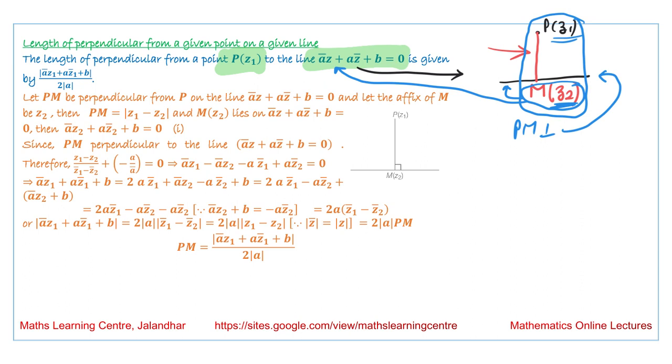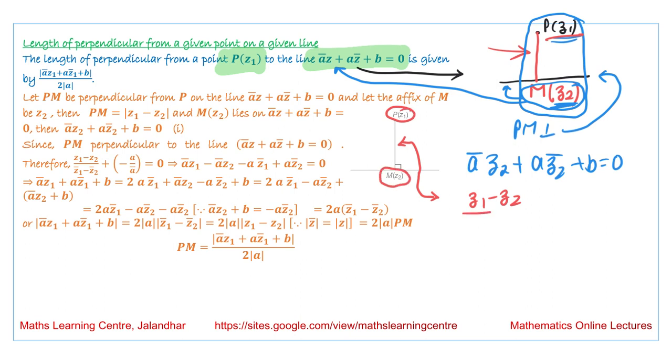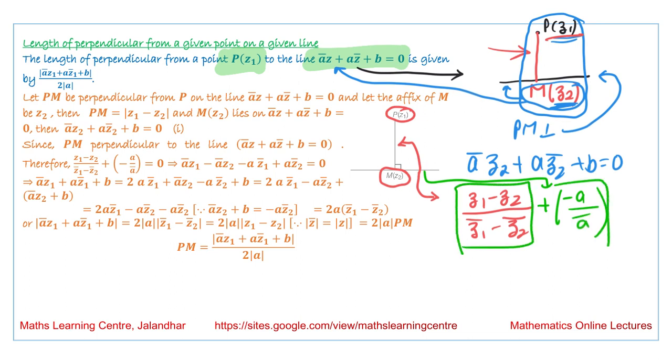The first thing we do is note that the point M, Z2, lies on this line, so it will satisfy this equation: A bar Z2 plus A Z2 bar plus B is equal to 0. The second condition is that the line PM and the given line are perpendicular to each other. The slope of the line PM is Z1 minus Z2 over Z1 bar minus Z2 bar, and the slope of the given line from its equation is minus A over A bar. The two lines are perpendicular to each other.